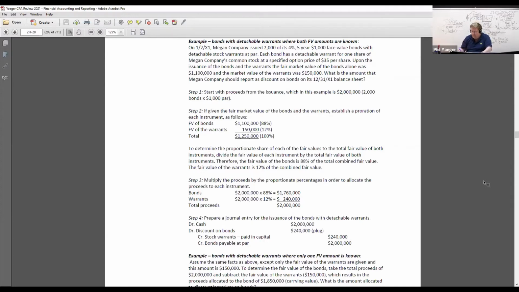So we determined the paid in capital stock warrants were 240,000. And we determined how much of that went to the bonds: 1,760,000. Now, how do you do that? The carrying value of the bonds is 1,760,000, right? So how much of the bonds payable is going to be credited?